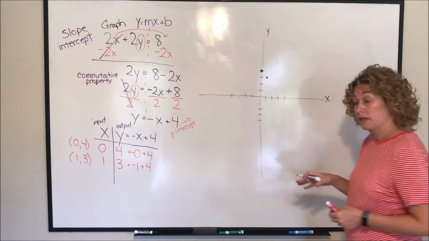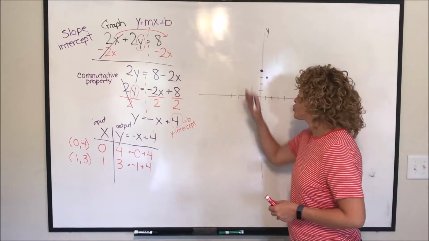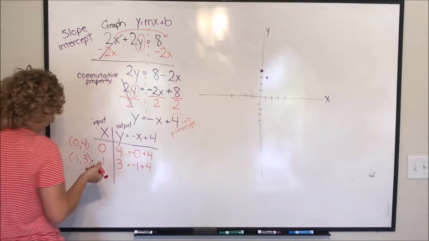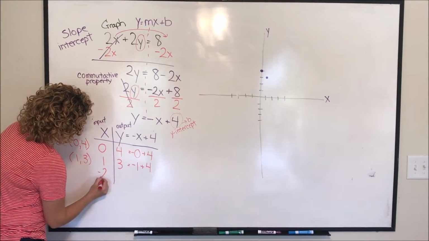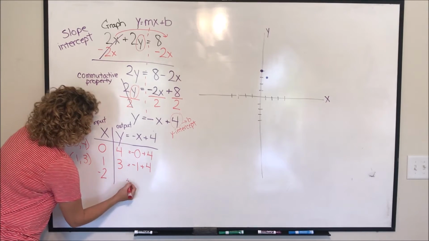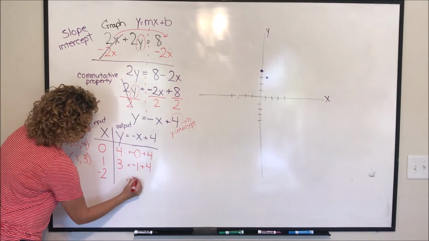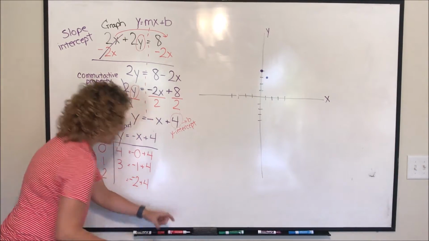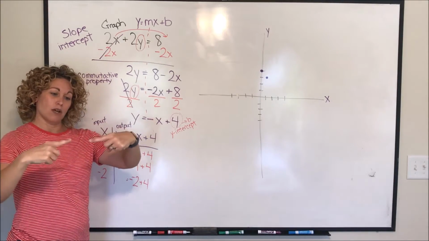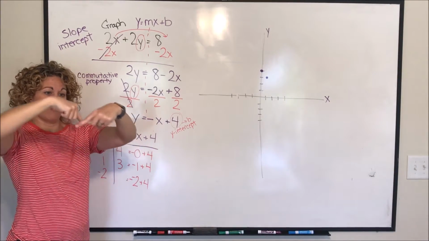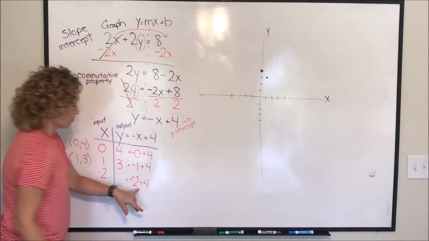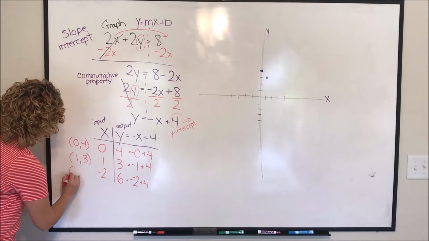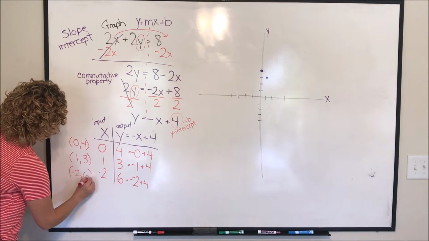So that's pretty close. 2 points make a line, but 3 points make sure we did it correctly. So let's try another point. Let's try negative 2. So this says negative negative 2 plus 4. Well, a negative times a negative turns it into a positive. So this is actually a positive 2 plus 4, which gives us 6. Our ordered pair is (-2, 6).